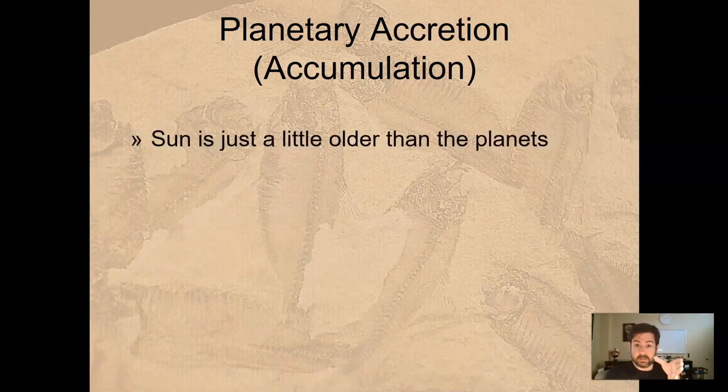So, the sun is in our solar system. The sun is just a little bit older than the planets. The sun, again, about 4.6 billion years old. The Earth around 4.54 billion years old. So, about 60 million years. The sun is about 60 million years older than the Earth. That formed first, and that disk took some time, millions of years, to eventually form the planet. So the sun's just a little bit older.